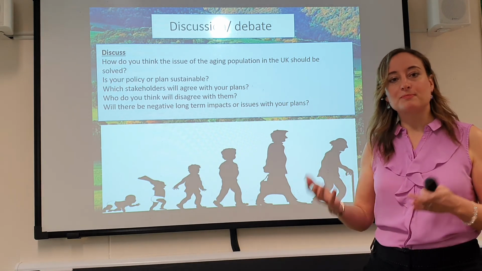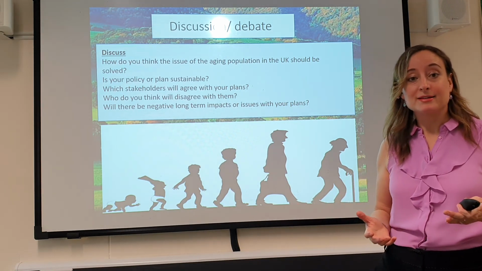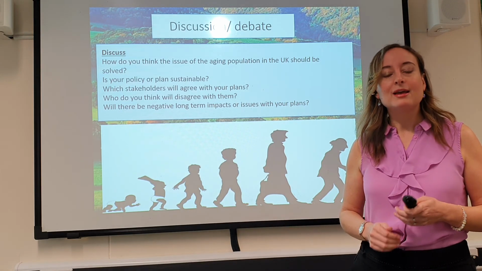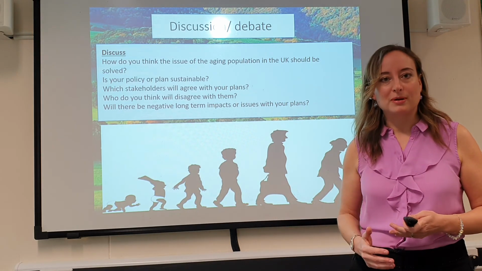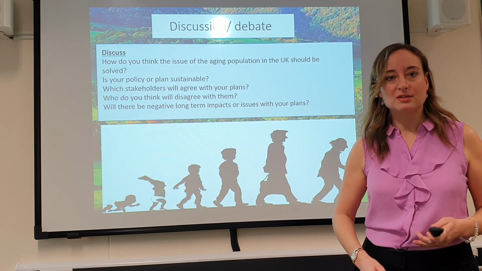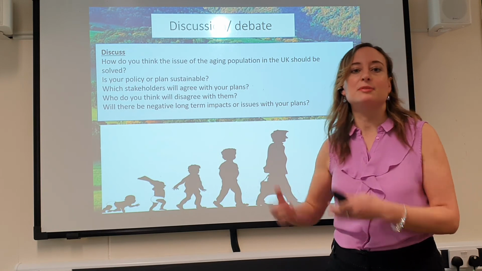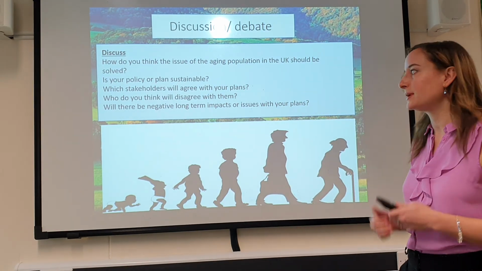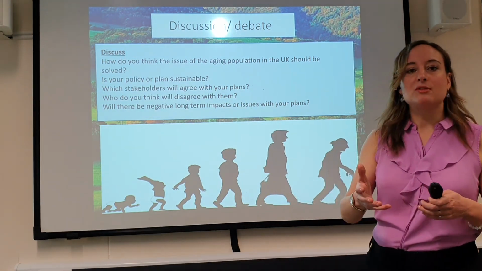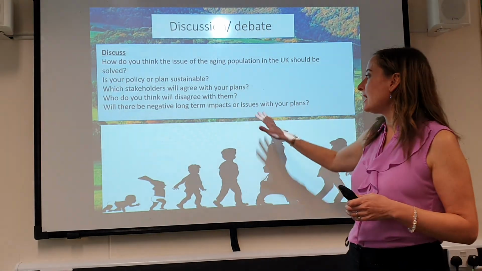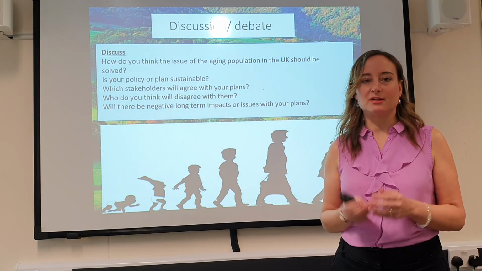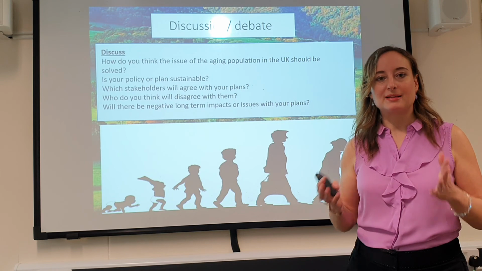So stakeholders are people who live in the UK, different people. So you might have the elderly population. Will they like your plan? Okay. Will the economically active like your plan? Will you, the children, like your plan? For example, do you want to work until you're 70 years old, or maybe even 80 by the time you get to that point? What's your opinion? What are the stakeholders' opinions? Who do you think would disagree with what your plan would be? And will there be negative long-term impacts or any issues that you could foresee arising with the plans that you come up with?